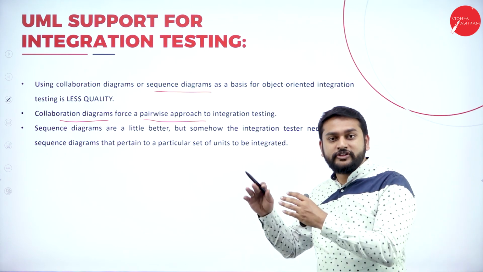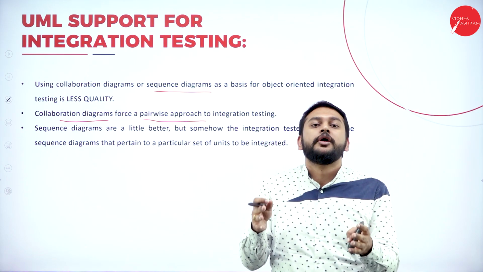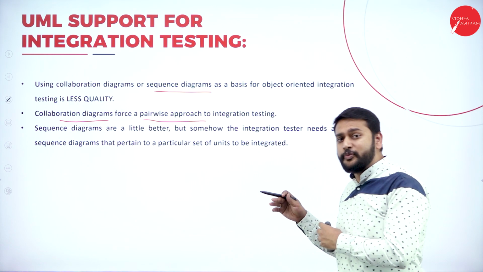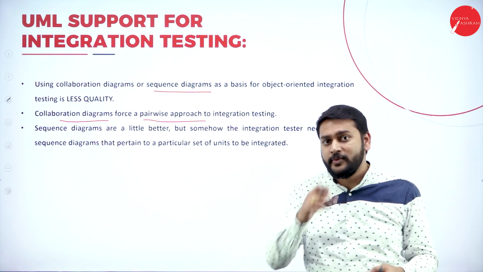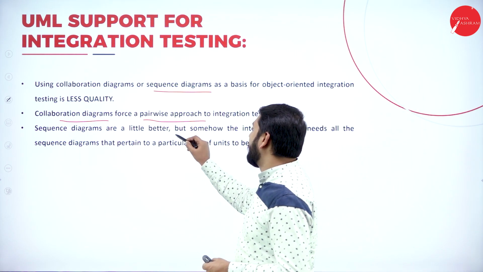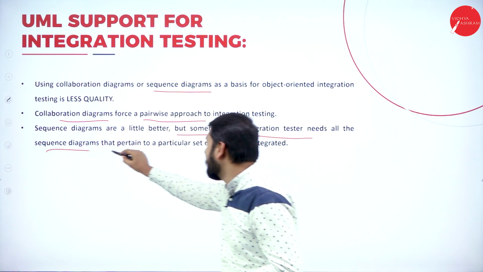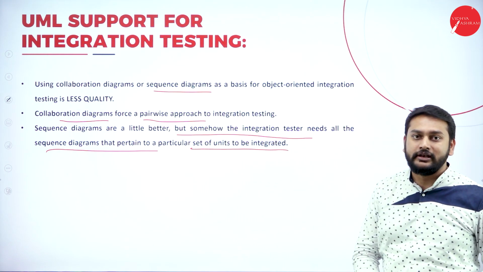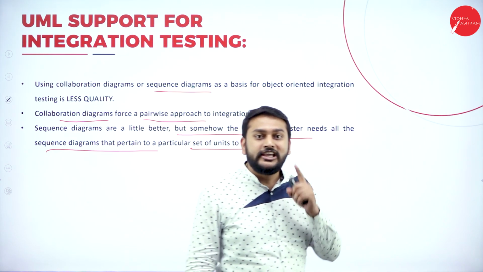Whenever I go in favor of collaboration diagrams, obviously it demands pairwise integration testing, is what you need to understand. So if I want to have a pairwise integration, obviously I need to work on the stubs. So that could be the problem, you need to make a note of that. Sequence diagram is a little better, but somehow the integration testers need all the sequence diagrams that pertain to the particular set of units to be integrated. So that is one more drawback with respect to the sequence diagram.